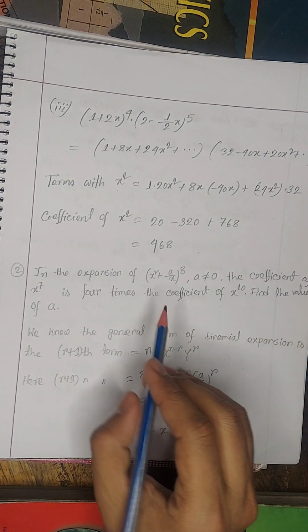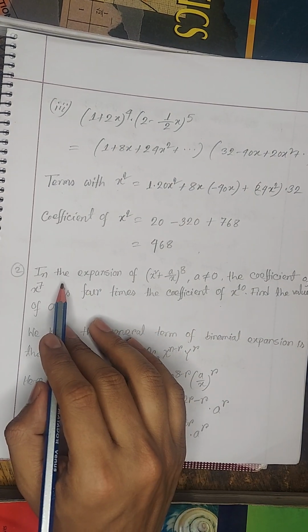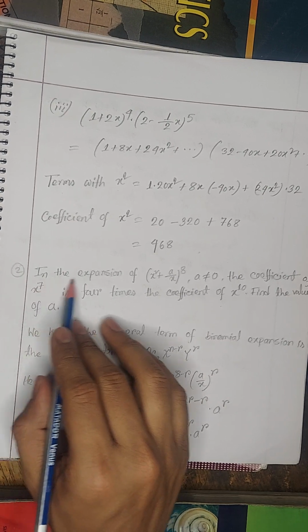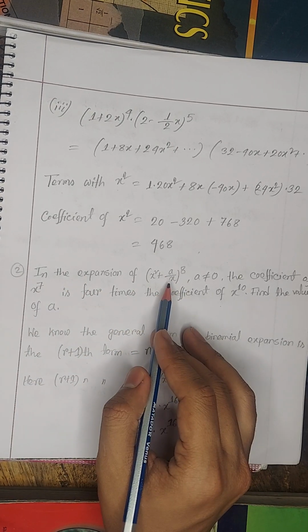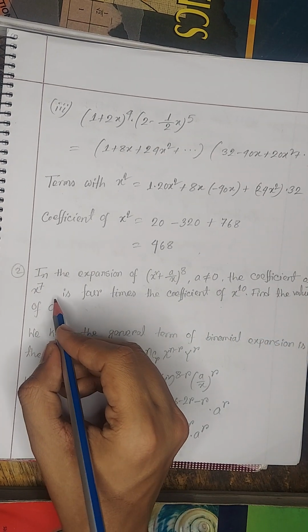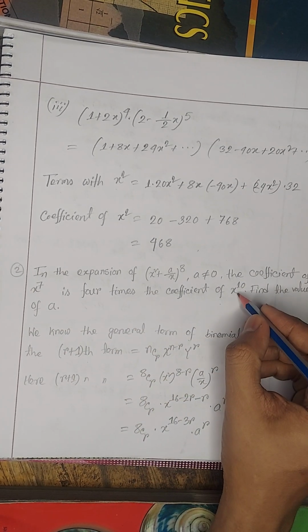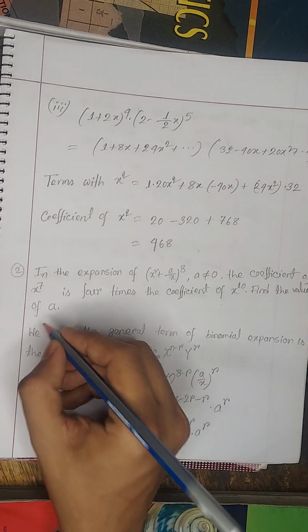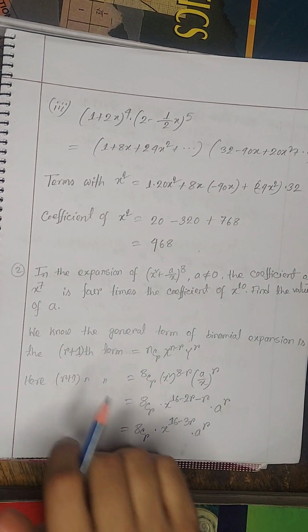And now the second problem. Here we are given that in the expansion of this binomial expression, the coefficient of x to the power 7 is 4 times the coefficient of x to the power 10. We have to find the value of a.